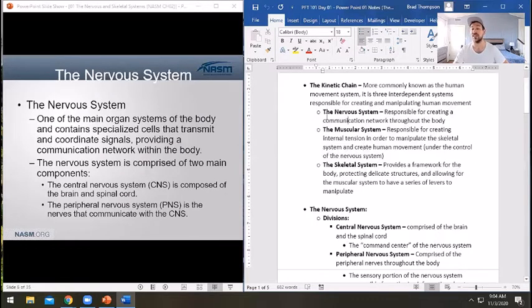So we are looking today primarily at the nervous system and the skeletal system. But here is a quick brief overview of all three of these. You have the nervous system, which is responsible for creating a communication network throughout the body, which always seems kind of surprising. You don't really think of your nervous system as a communication network.